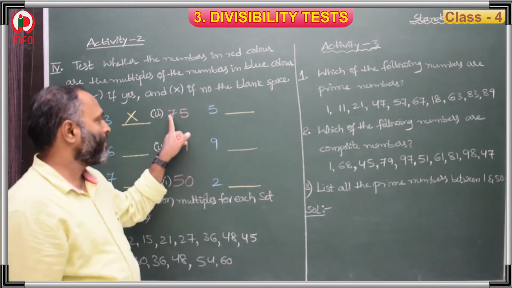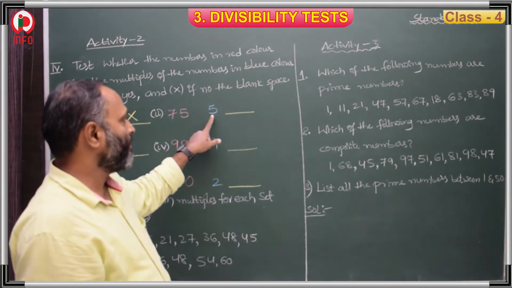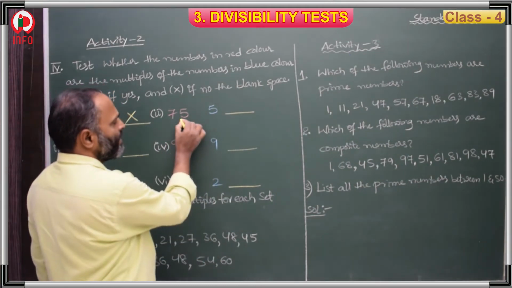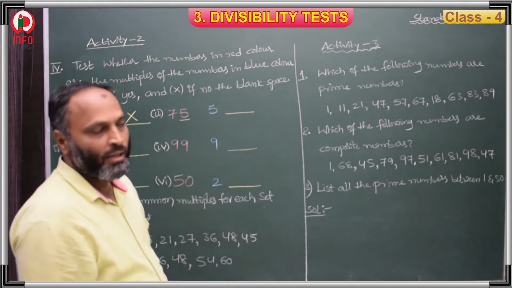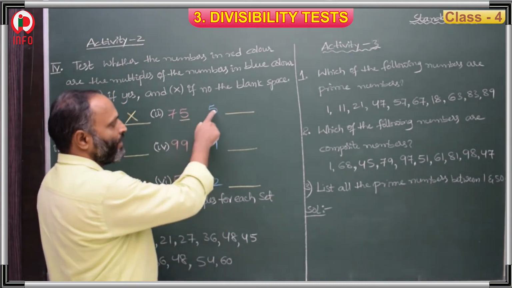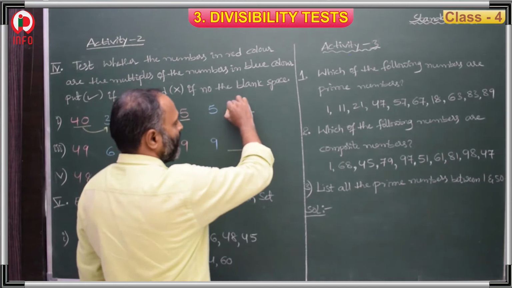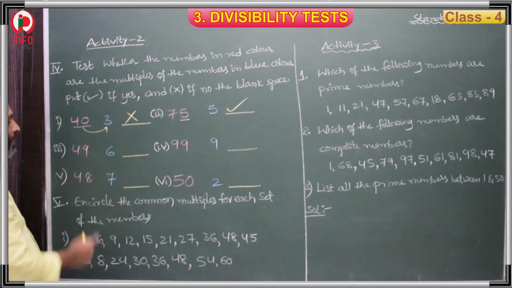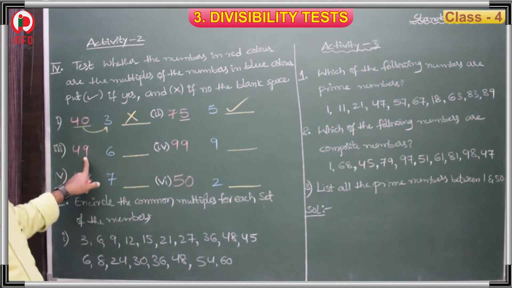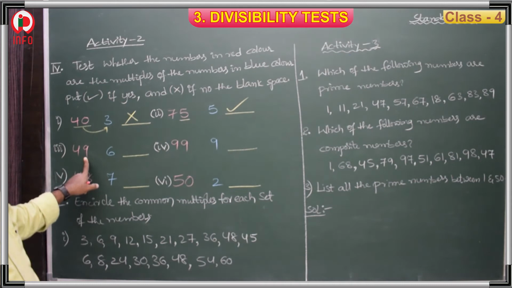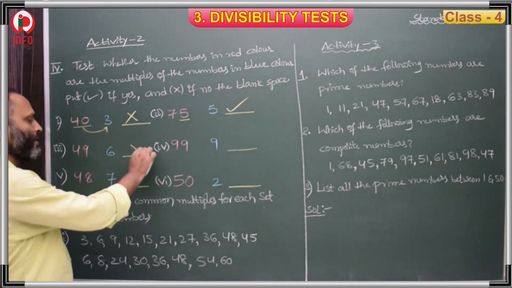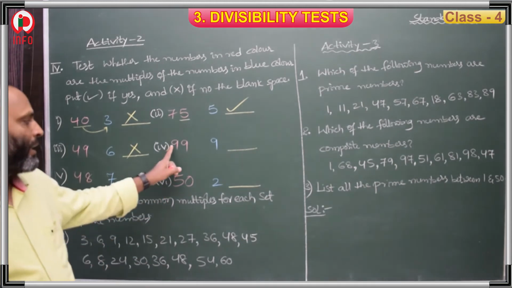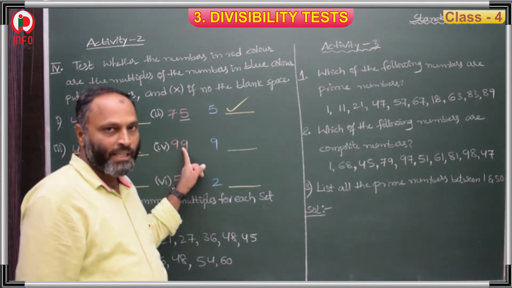Next, 75. 75 is a multiple of 5. Yes. In the last place 5 is there. If the last digit is 5, then the number is divisible by 5. It is correct. Then 49. It is not an even number, so it is not divisible by 2. When the number is not divisible by 2 and 3, then it is not divisible by 6. It is wrong.